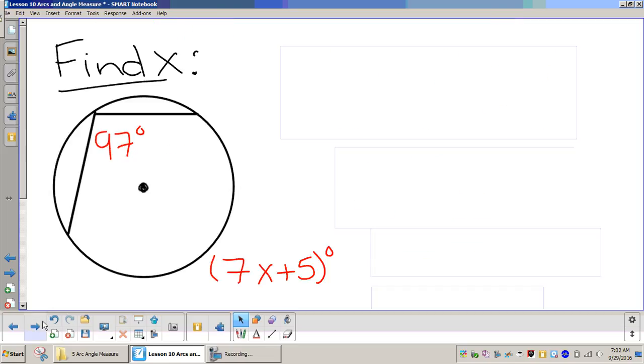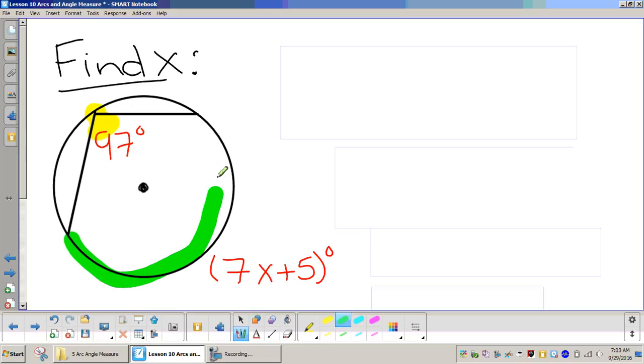So pause here. I've given you an angle and an arc, and I want you to use what we just practiced in the last 2 slides and find the value of x. So again, I have the measure of an inscribed angle. Its vertex is on the circle. It creates this nice big arc, this part of the circle out here that we called 7x plus 5.